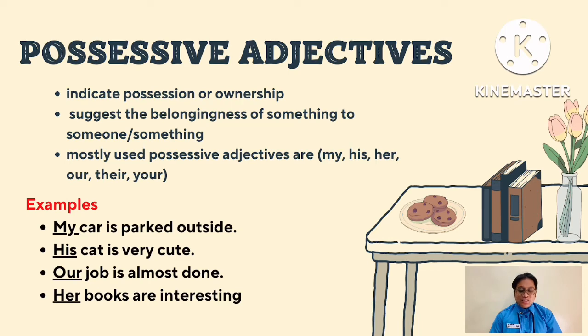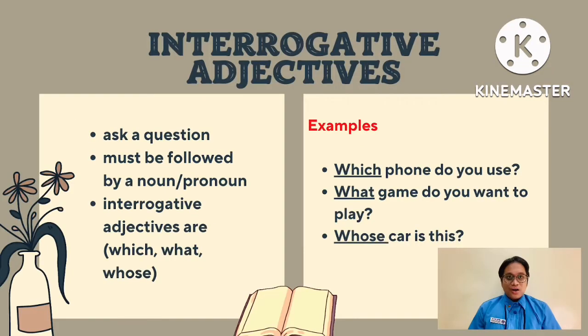So the possessive adjective used in that sentence is the word her, and the word her describes our noun, which is the book. Okay, so let us now proceed to the next kind of adjective. We have the interrogative adjectives. So interrogative adjectives are the adjectives that ask a question. And these adjectives must be followed by a noun or a pronoun. Interrogative adjectives are which, what, and whose.